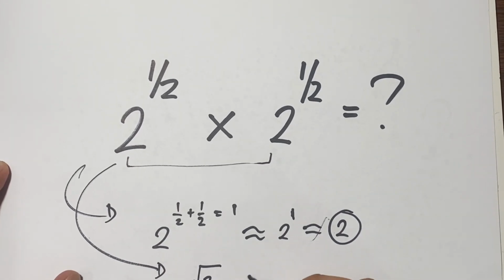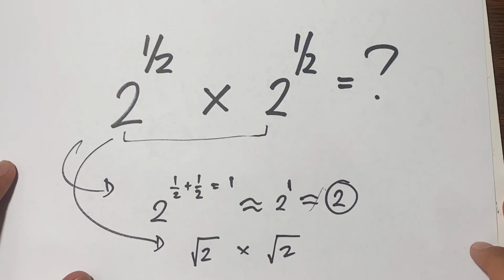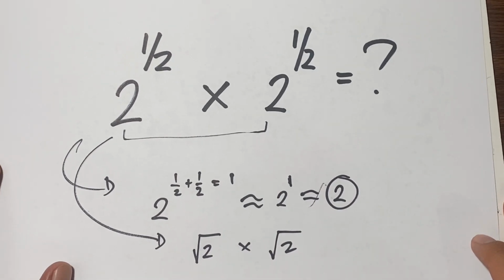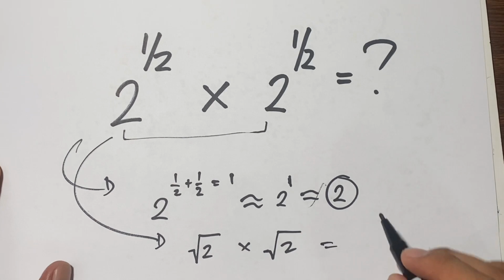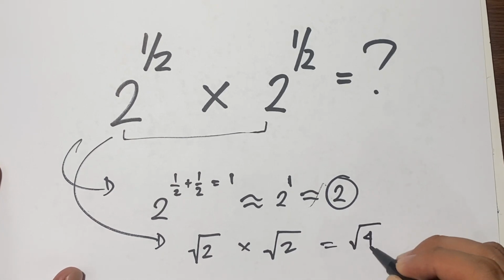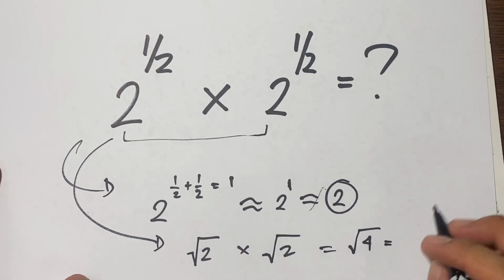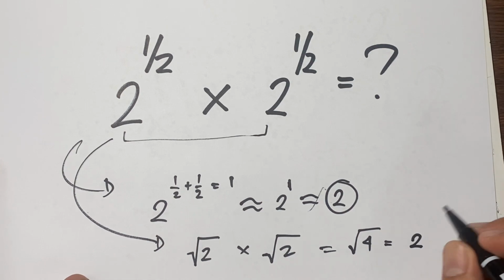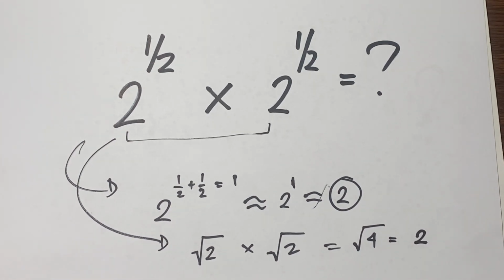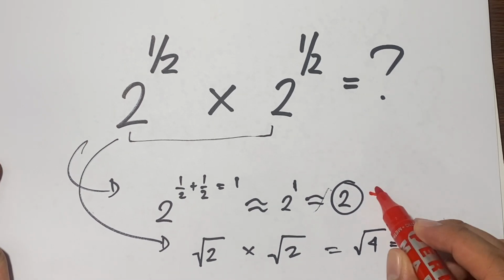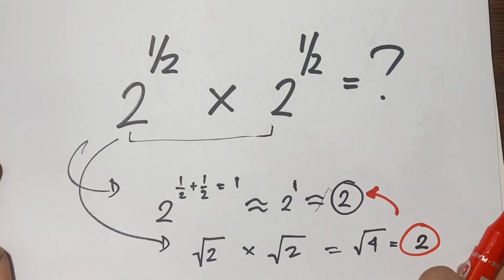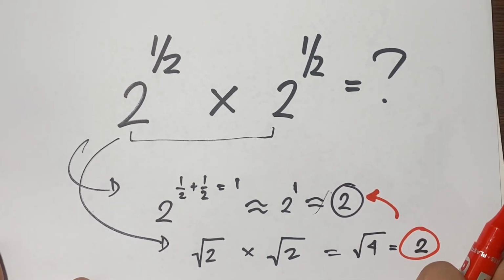So the square root of 2 would be multiplied with the square root of 2. In here, we could actually multiply the insides of this one because they have the same root form. So the new form would be equal to the square root of 4, and the square root of 4 is actually equal to 2, which is the same result as what we did just right now. So that's it, guys.